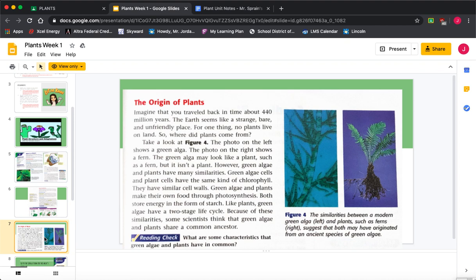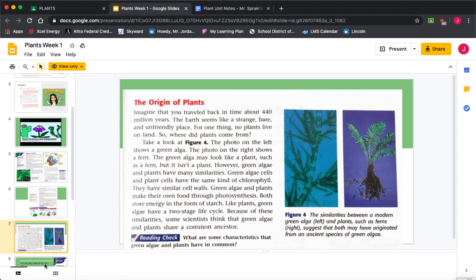The photo on the left shows a green algae. The photo on the right shows a fern. The green algae may look like a plant, such as a fern, but it isn't a plant. However, green algae and plants have many similarities. Green algae cells and plant cells have the same kind of chlorophyll. They have similar cell walls.